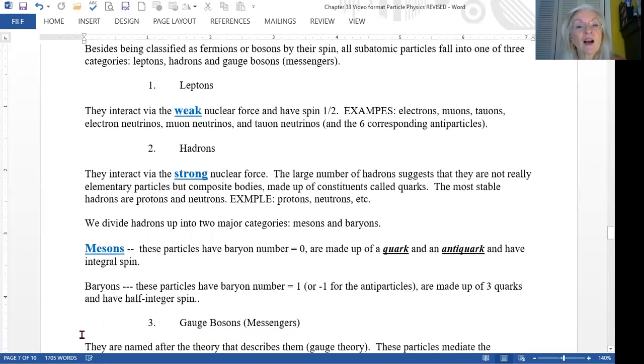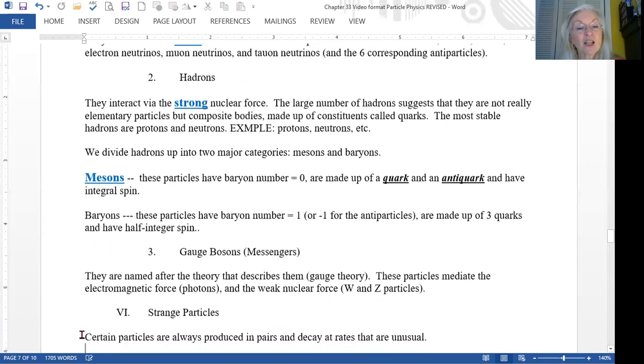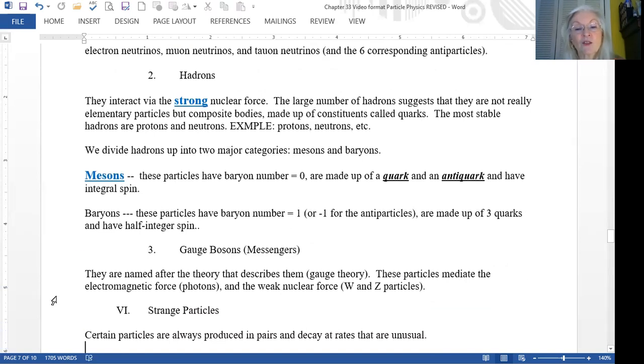And we can subdivide hadrons into mesons and baryons. And then finally, under this classification, the gauge bosons are the messengers. So it would be the particles that mediate the electromagnetic and the weak nuclear forces.